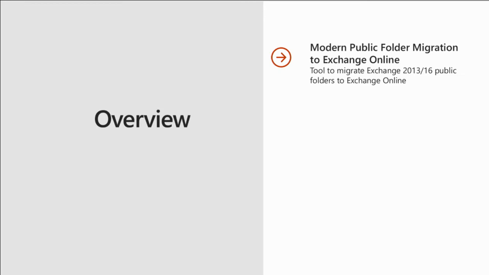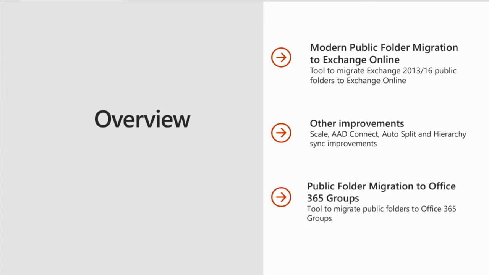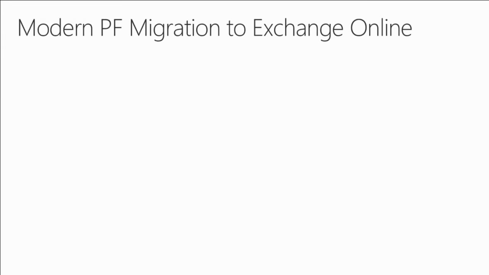So, let us see what features we have implemented. These are the three features which we worked on: migration of modern public folders to Exchange Online, scale and other improvements which we have done, and public folder migration to groups. So, let us get into a bit more detail on the features which we have implemented.